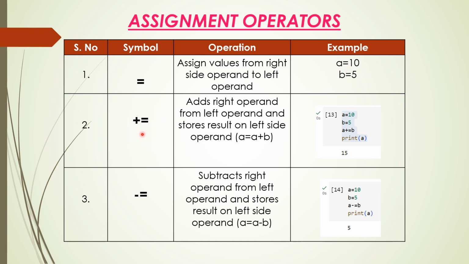Now plus equal to represents adding two operands. If I show with the example itself, a plus equal to b can be rewritten as a equal to a plus b. So you are adding a plus b, and you are making that equivalent to a. So it is print a. So 10 plus 5 equal to 15. Likewise for the subtraction, a equal to a minus b, then you will have it as 5.